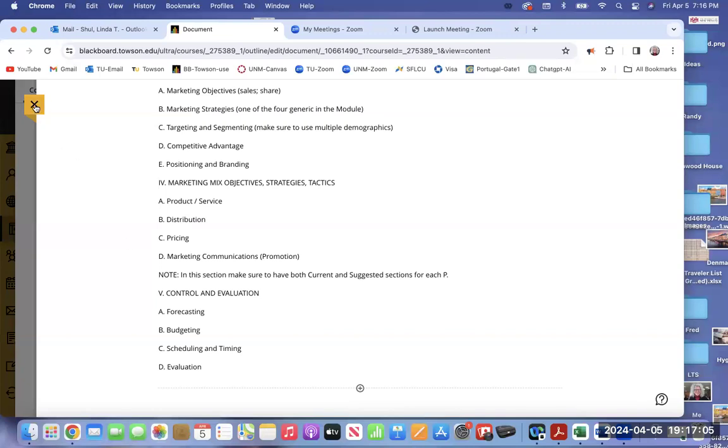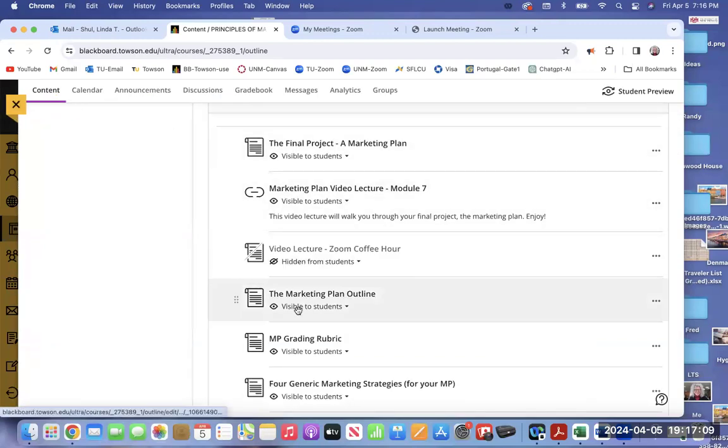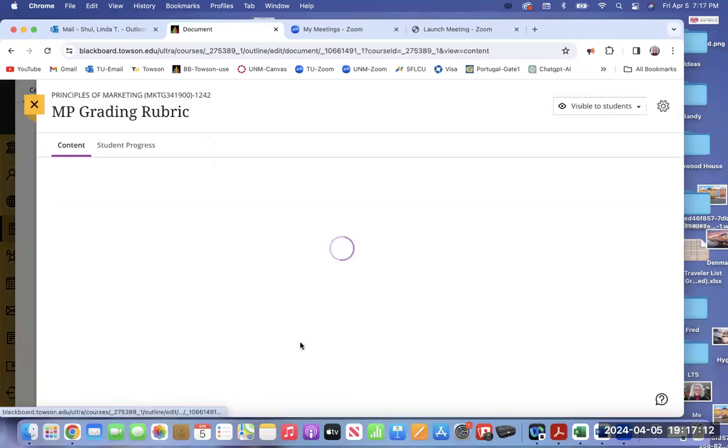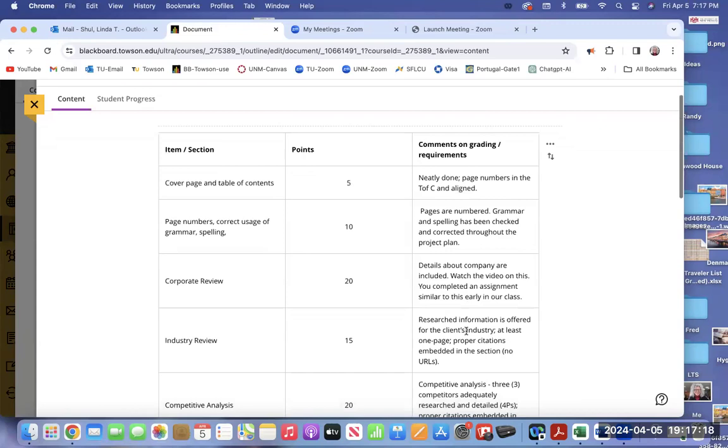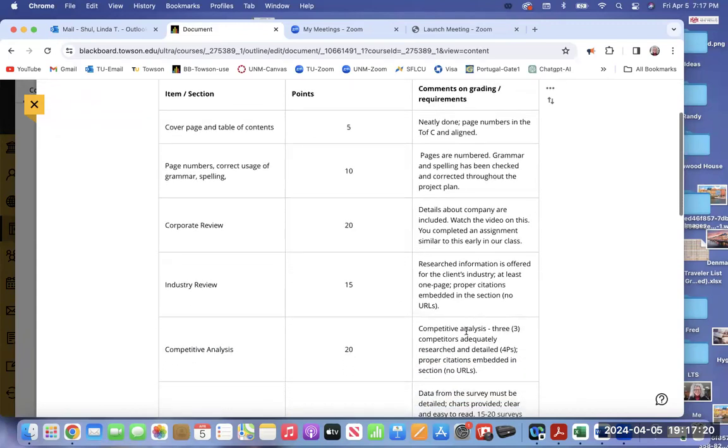So let me go kind of quickly into your rubric, which is the same outline, but now you have points and you have what is required for each section. I just went over every single one of these with you, but now you know where the weights are and how many points you're going to get.